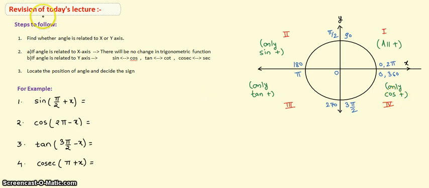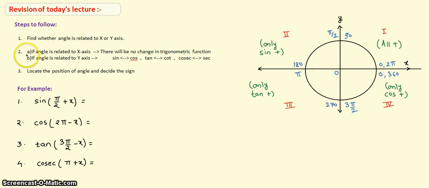Now come to the steps. The first step is, you have to find whether the angle is related to the x or y axis. See here, on the x axis what are the angles? 0 degree, 180 and 360, right? So pi and 2 pi are related to the x axis. If you are considering the y axis, pi by 2 and 3 pi by 2 are related to the y axis. So that is step number 1.